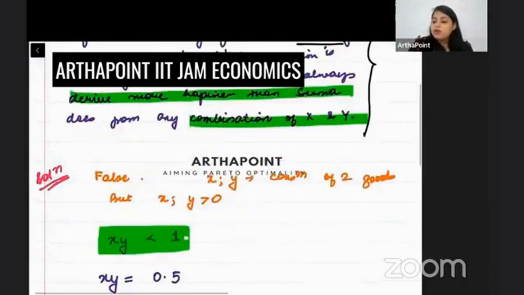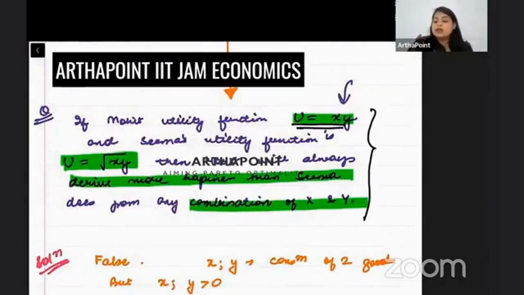So although from the utility function, you may think that xy is always greater than root xy, that is not always true. The reverse is also possible. So the current statement is false. That is the first question of the day. Is that clear? ठीक है बेटा.